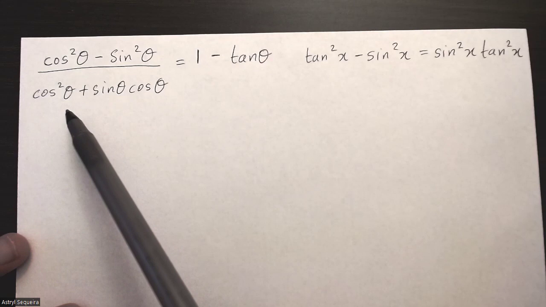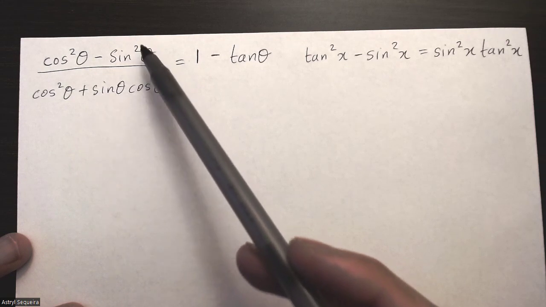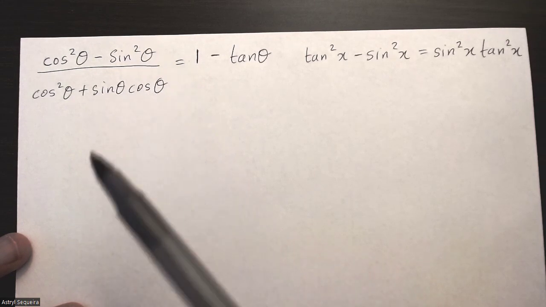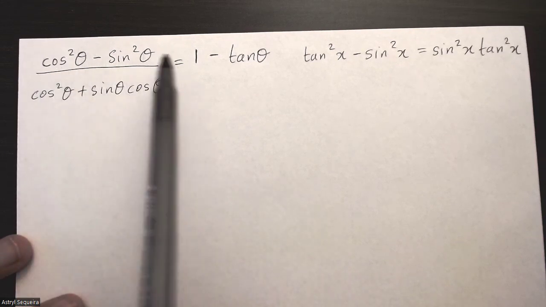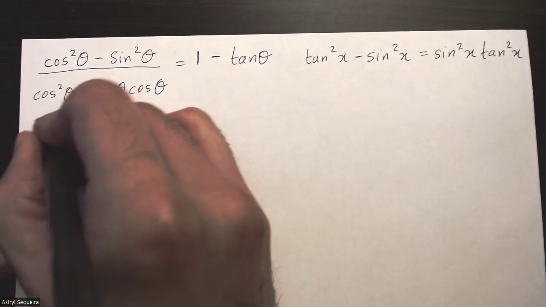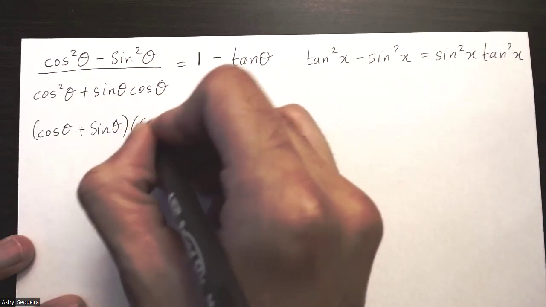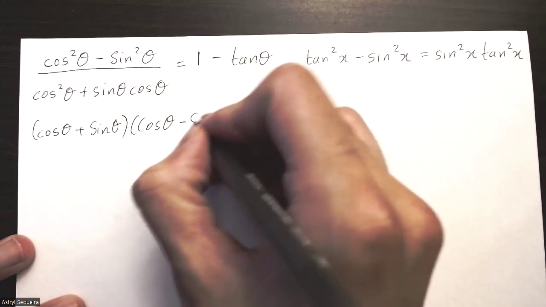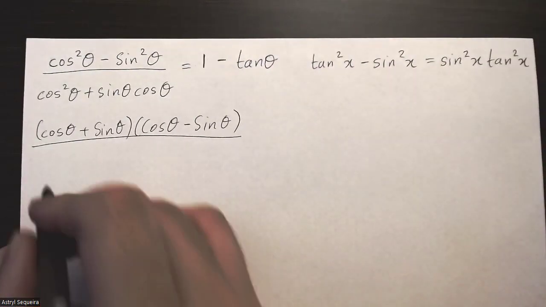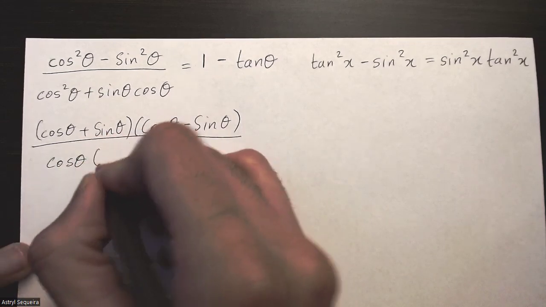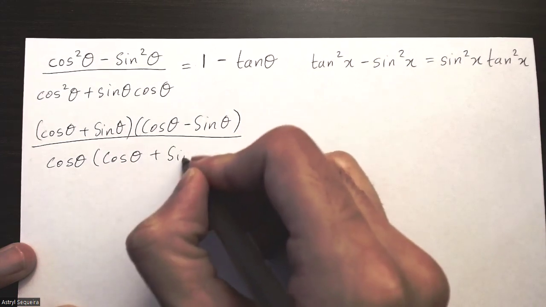We want to always work with the more complex side. So I'm going to work with the left side over here. And what I notice in this question is I can factor the top and I can factor the bottom. So that's most probably the first correct step to do here. I'm going to factor the top by difference of squares. That's cos theta plus sine theta times cos theta minus sine theta. And I'm going to common factor the bottom, so that's cos theta, and I'm left with cos theta plus sine theta.